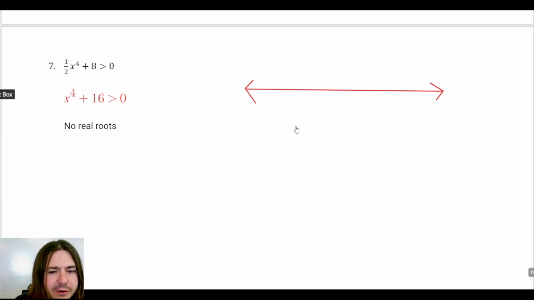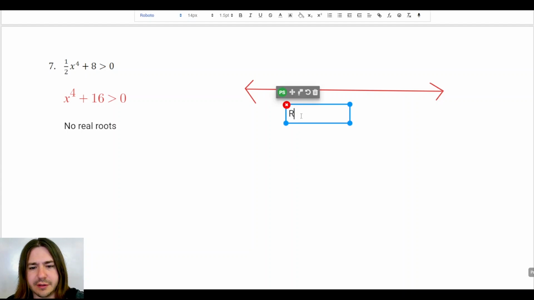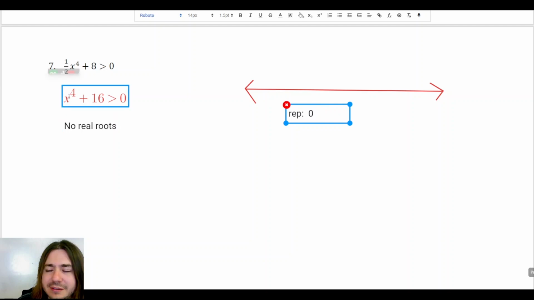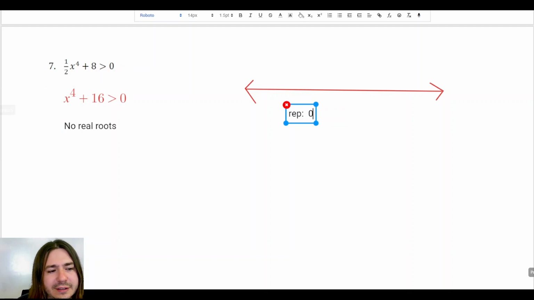So my representative here is, well, I'll just pick 0. It's probably the easiest thing to do. If I plug in 0, I get 0 to the 4th, which is just 0, plus 16 is going to be positive. So I know that it's going to be positive the whole time.